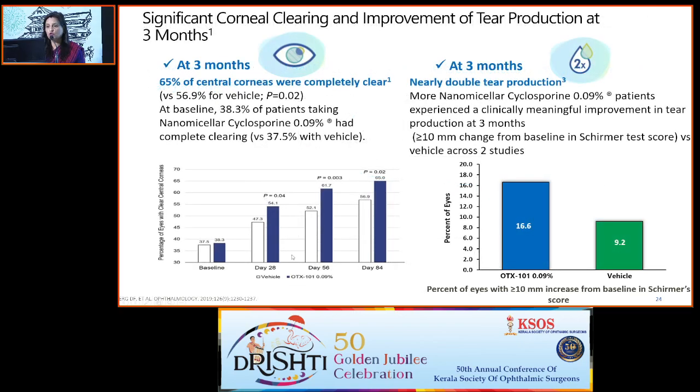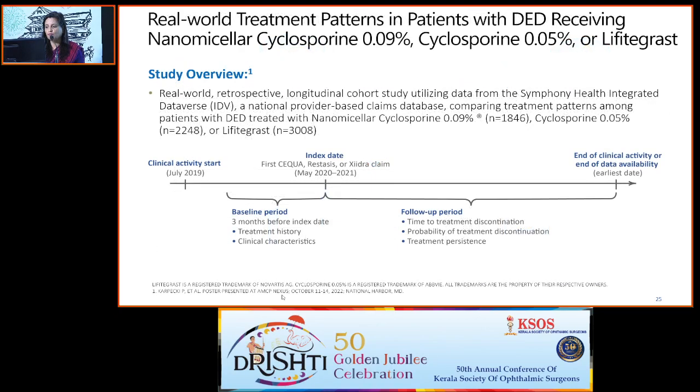And there was also, at 3 months, 65% of the central corneas completely clear, with 56.9% in cases of nanomicellar versus 38.3% otherwise. And the same results were also replicated at 3 months follow-up.